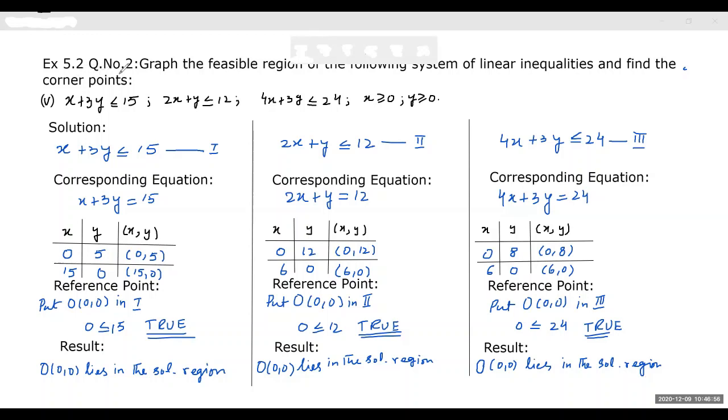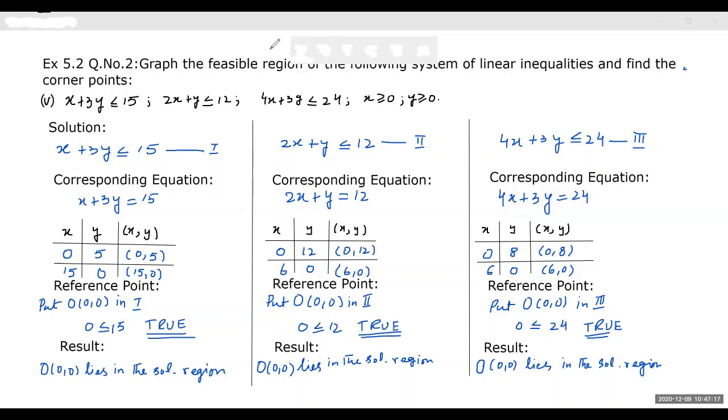Bismillahirrahmanirrahim. Exercise 5.2, question number 2. Graph the feasible region of the following system of linear inequalities and find the corner points. The given inequalities are x plus 3y is less than or equal to 15, 2x plus y is less than or equal to 12, 4x plus 3y is less than or equal to 24, x is greater than or equal to 0, y is greater than or equal to 0.